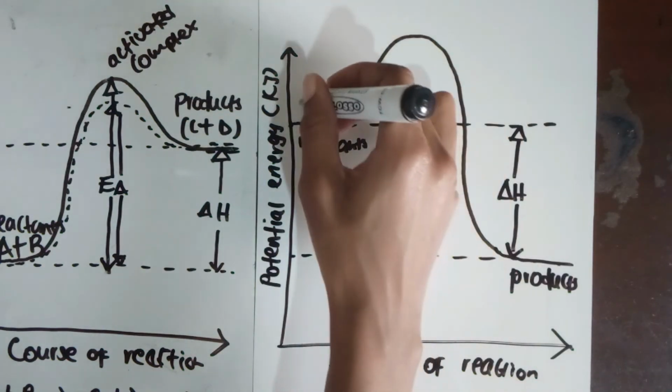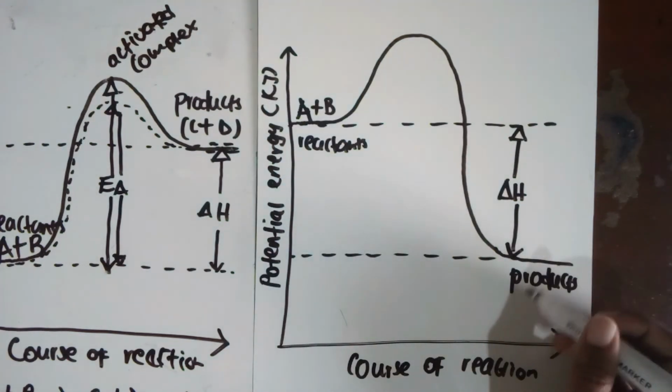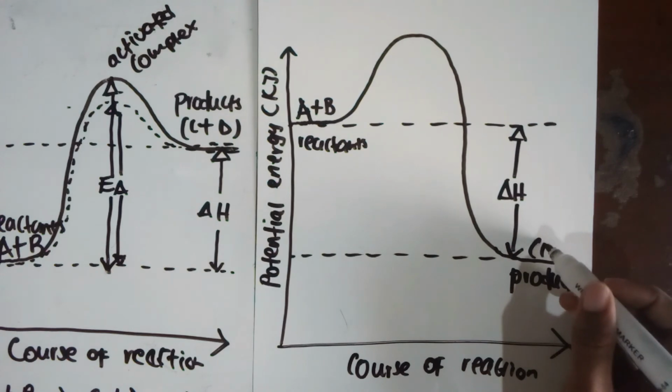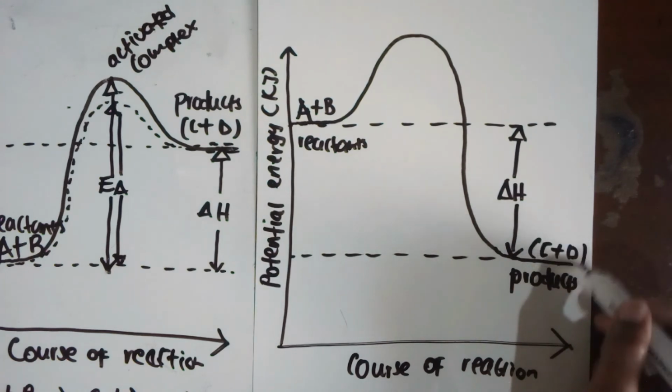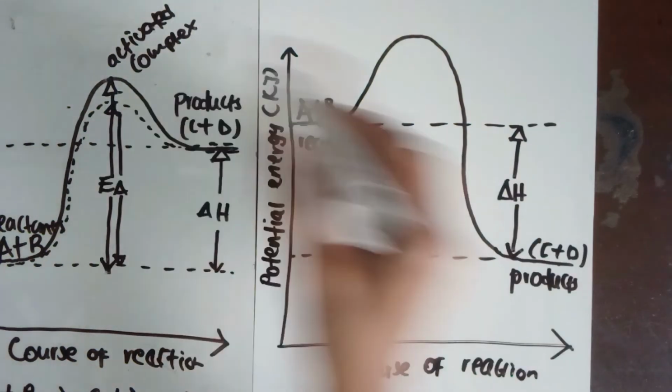So here we'll have our products, and here we'll have our reactants, the energy. So we have A plus B, the potential energy of our reactants, and the potential energy of our C plus D, our products, right? So we can still do the same thing. We can draw our activation energy.